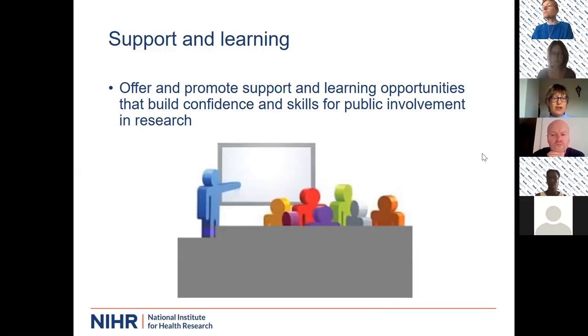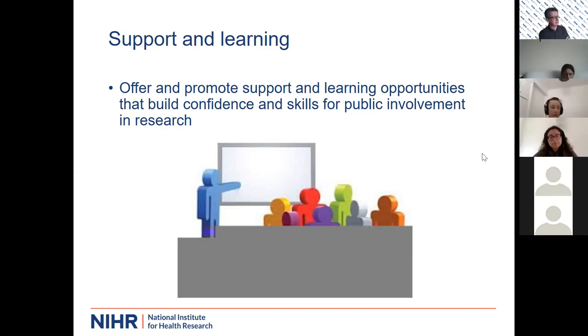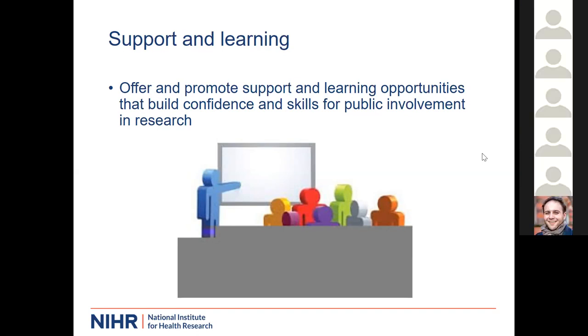Budget. Can't stress how important this is. So that would cover what you're paying people to do. And it's not just, I mean, I feel personally very strongly about this. You're not just asking people to be involved, you're asking them to do a role and a piece of work, and that needs to be recognised as you would recognise any other person working on a research project.